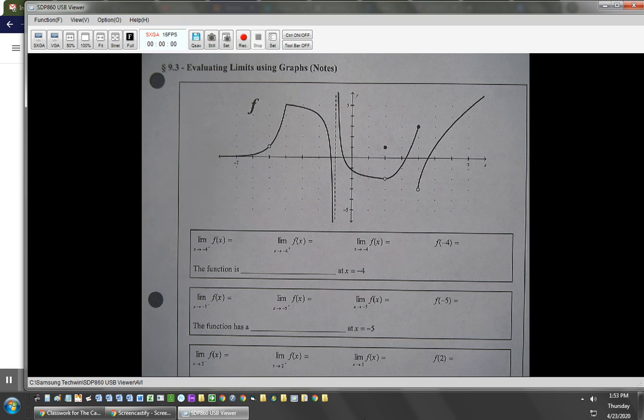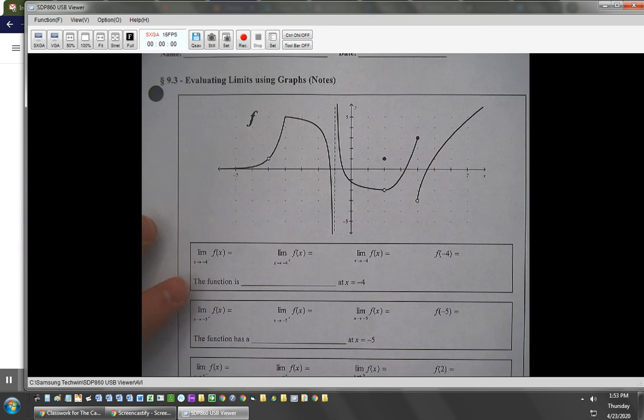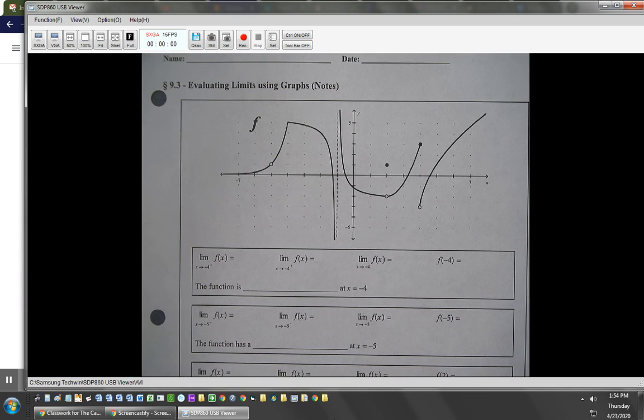Today's topic is evaluating limits using graphs. So we've talked a little bit about limits, mostly when it comes to end behavior. We're now looking at limits as we approach, instead of the infinities at the ends, an actual point, some actual value of x. So let's talk a little bit about what it means to be a limit.